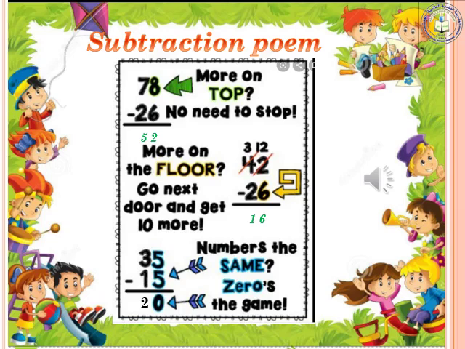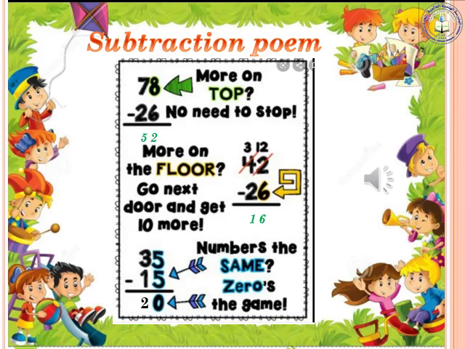In second example, check ones place 2 and 6. But here more on the floor, that means 6 is more. So we can't subtract 2 minus 6 because 2 is smaller and 6 is greater. Here we want to borrow 1 from 4. That's why go next door and get 10 more. We are taking 1 from 10's place. That means 10 we are taking.